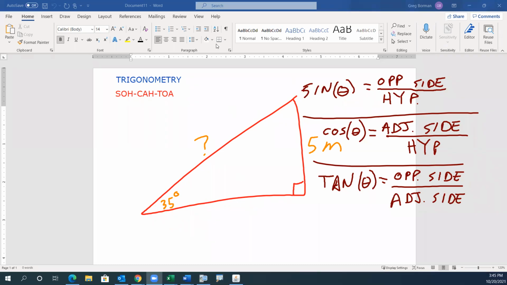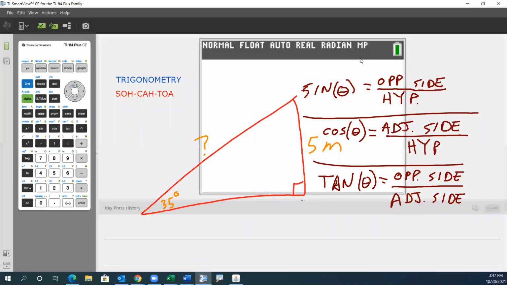Hang on. All right. So we're on the calculator because doing this by hand is a royal pain, and we're definitely not going to go that direction. So we need to do the sine function.